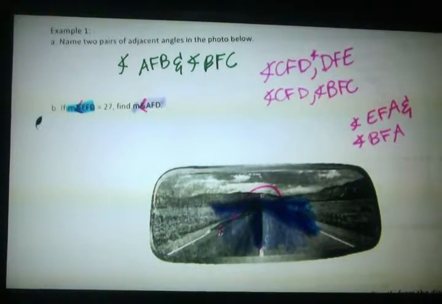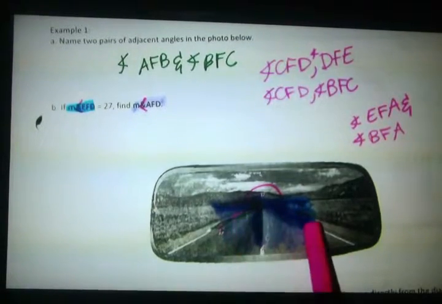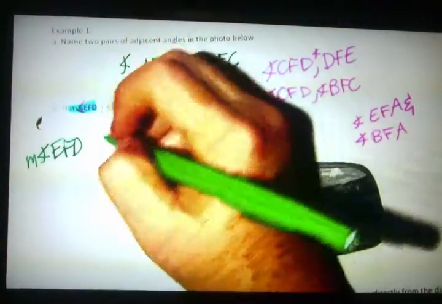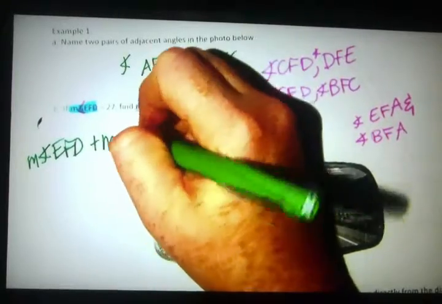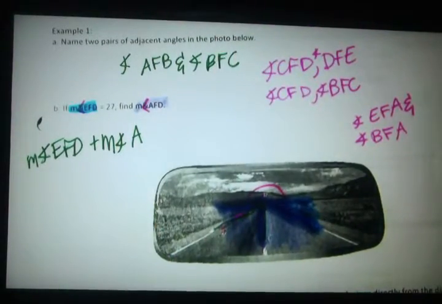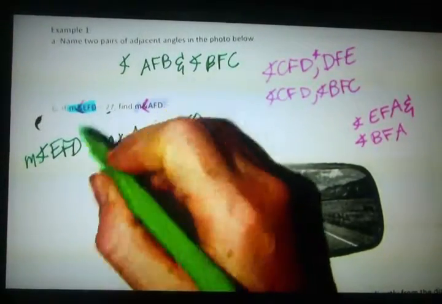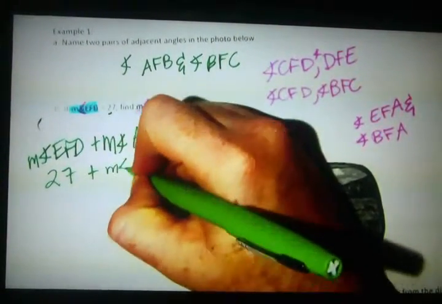Well, first of all, I have to think about the fact that the angles add up to 180 degrees because it's a straight line. Okay, so let's write that out. Measure of angle EFD plus measure of angle AFD equals the whole 180 degrees. Okay, so now let's plug in what we know. EFD is 27 right there. AFD, I don't know, so let's just leave it. That's what we're going to solve for.